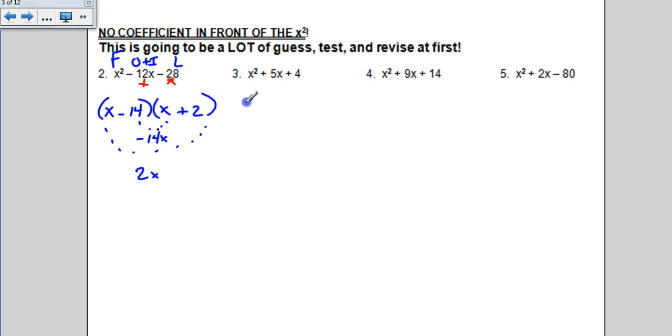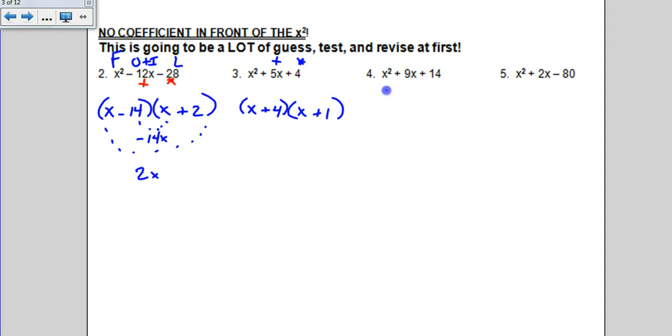We're going to do the same technique here for number 3. I'm looking for two numbers that multiply to give us x squared, so that's x and x. And now I'm looking for two numbers that multiply to 4, but add up to 5. So it could be 2 and 2, but that doesn't add up to 5. So how about a plus 4 and a plus 1?